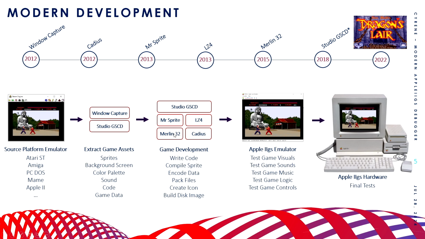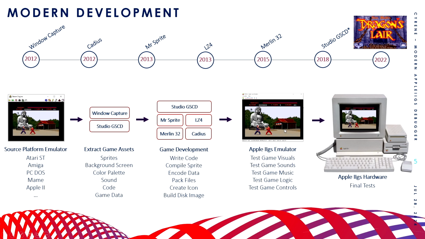As soon as Merlin 32 has assembled all the code, we automatically run one emulator. Here, this is KEGS. And this way, we can quickly and easily test the game visual. We can test the sound, we can test the music, we can test the game logic, we can also test the control. And most of the time, this is a cycle between the development part and the test part, okay?